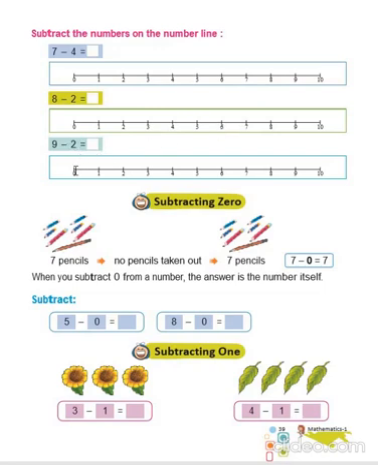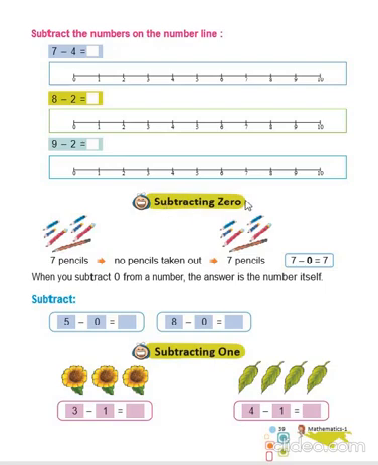9 minus 2. First we will directly jump to 9. Then we will jump 2 steps backward. 8. Then 7. What do we get? We get 7. So in this way we will do the subtraction on a number line.